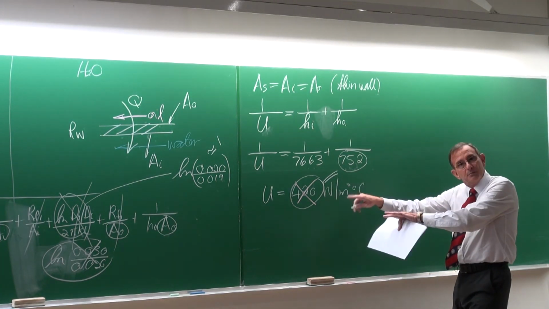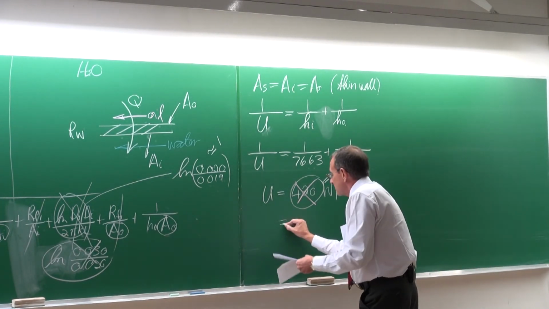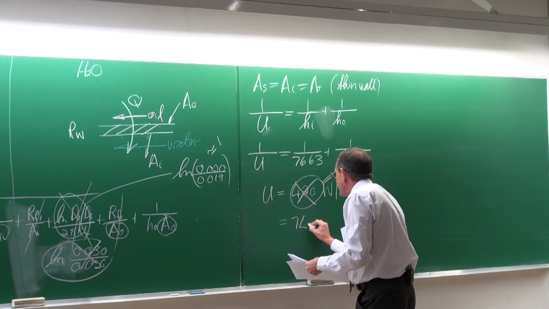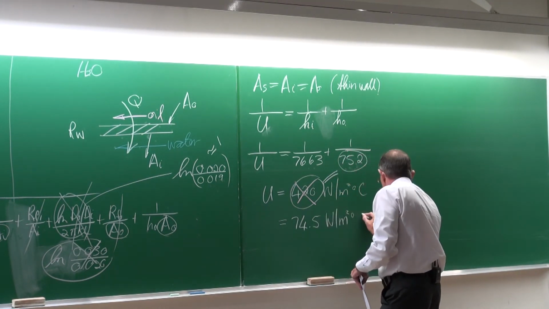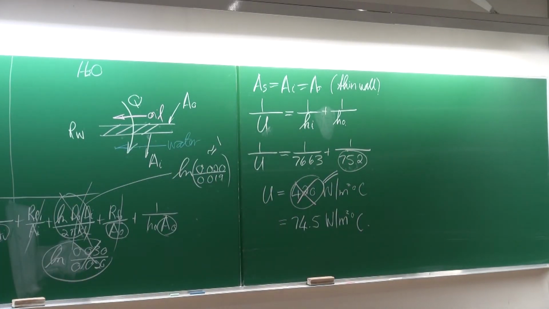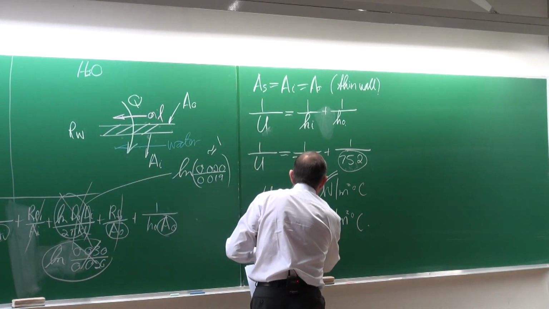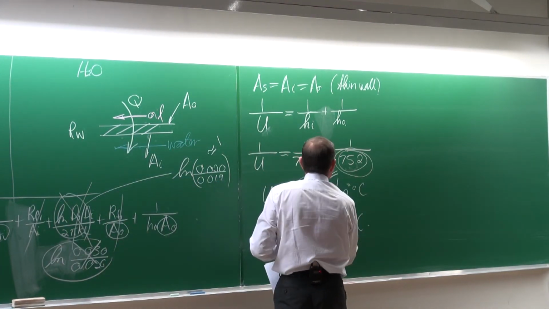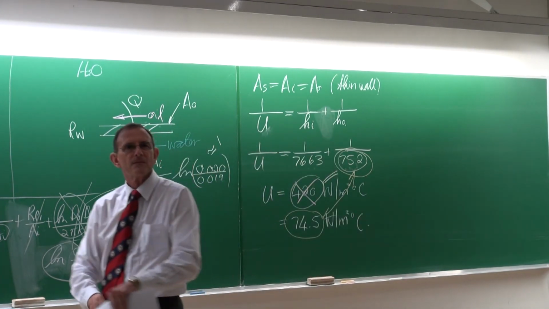So this can easily happen if you make an error on your calculator. So if you go and recalculate it, it is actually 74.5 watts per square meter degree Celsius. So what you now can see is that this value and that value is approximately the same. You see that?